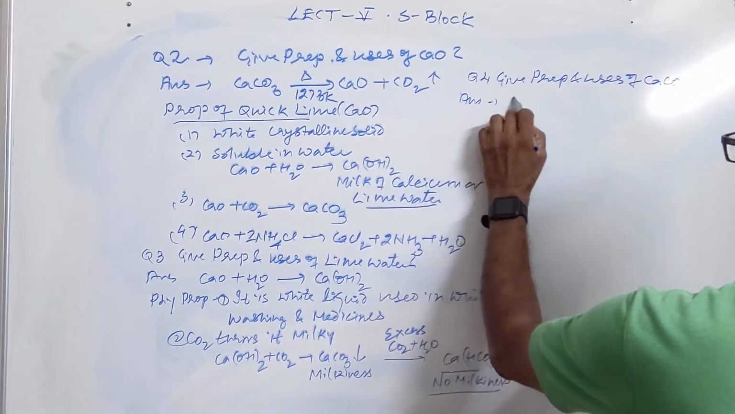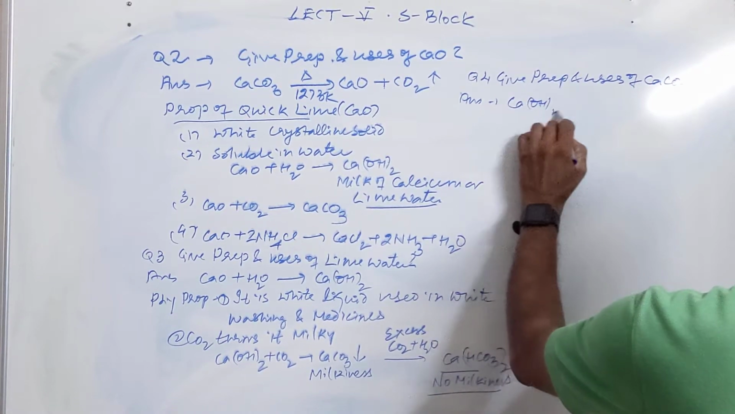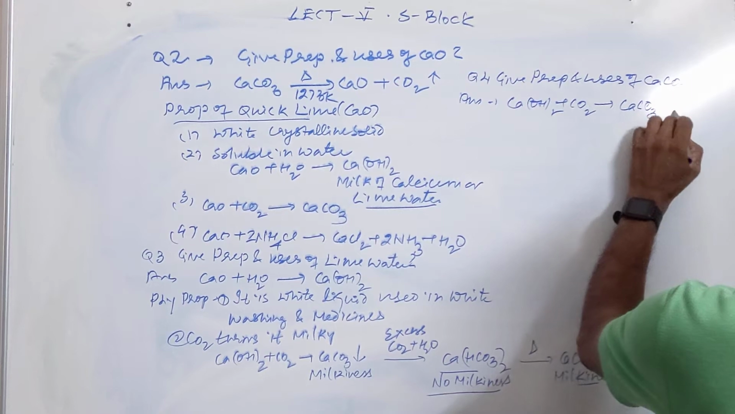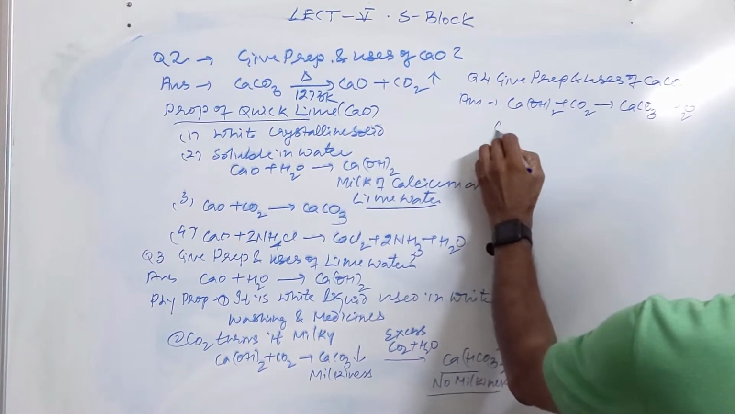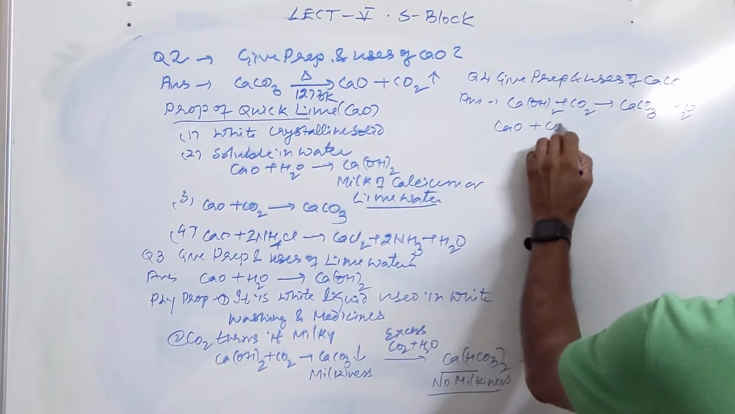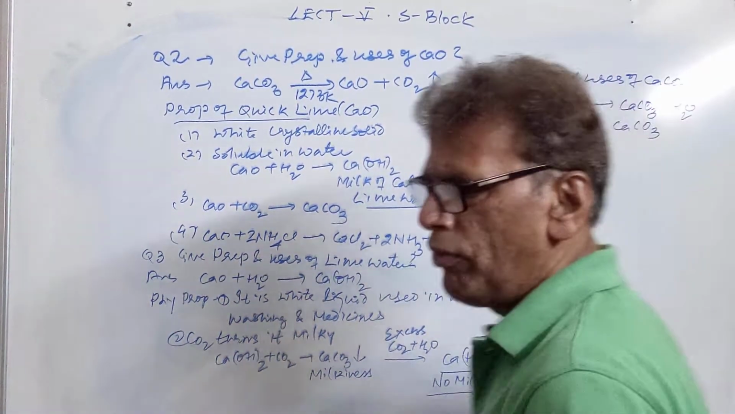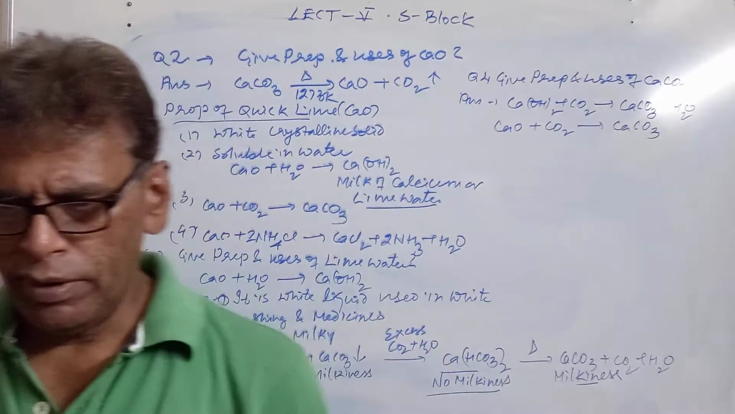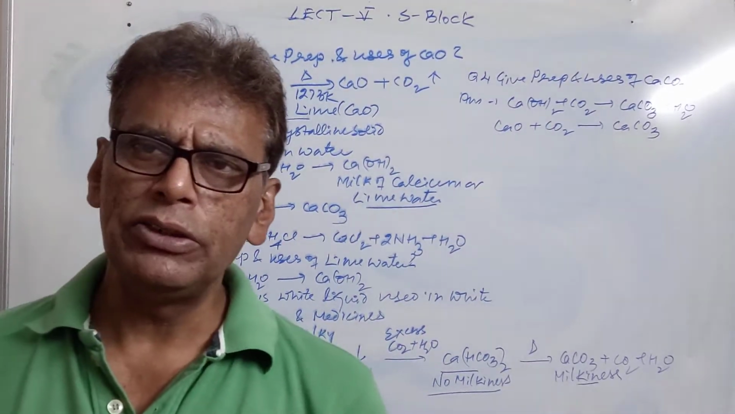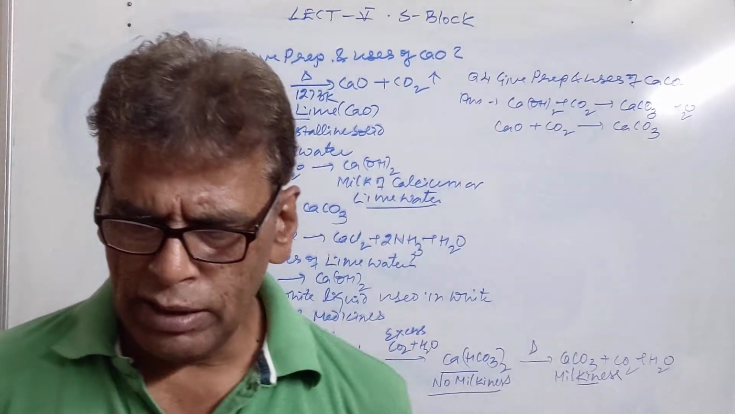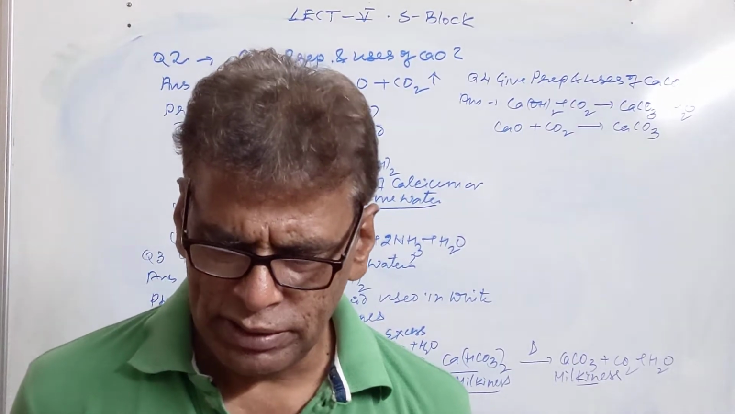Also, it can be prepared by passing carbon dioxide through lime water, or combining quicklime with carbon dioxide. It is a white fluffy powder. Upon heating, it decomposes to give you quicklime and carbon dioxide. It is used in building material and in metallurgical operations.